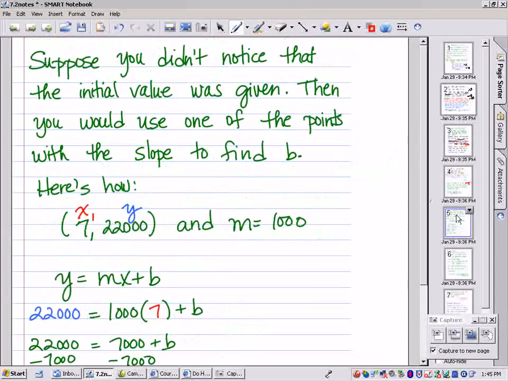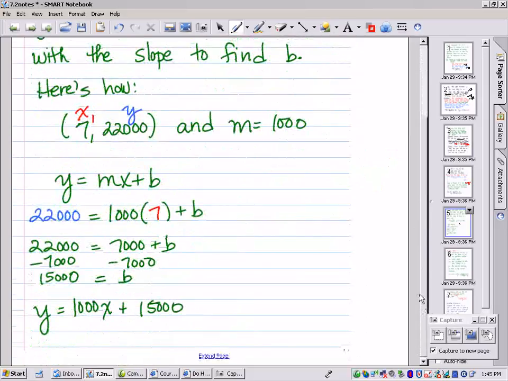Now, what if you didn't recognize that value of b was right there in front of you? You don't need to panic. You can use one of the points with the slope to find the value of b. And remember how I like to use the slope-intercept form. You could use the point-slope form here as well.